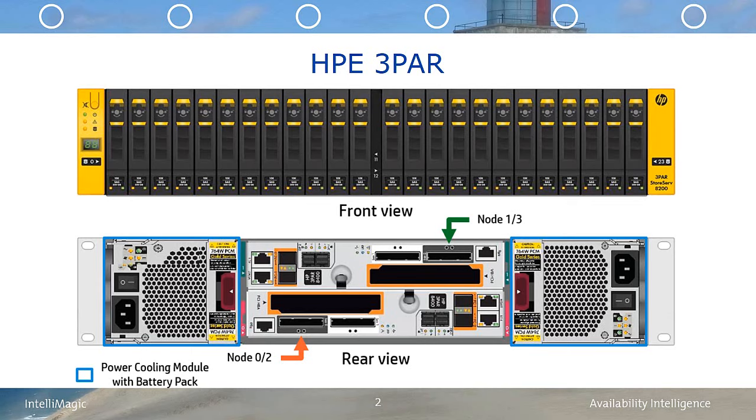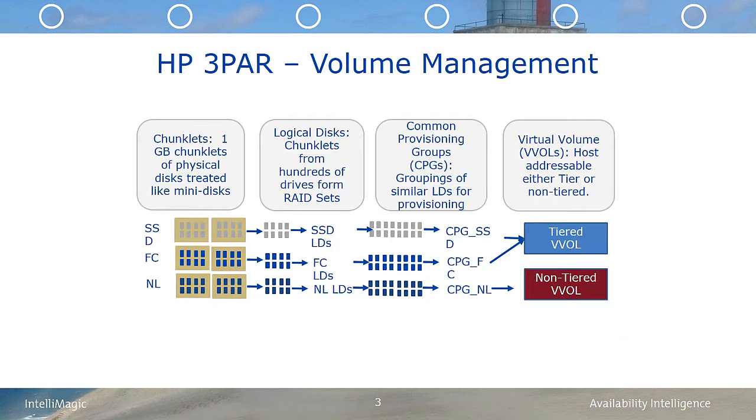In the next few slides, we'll take a look at the volume management and HP 3PAR adaptive optimization. The way that the 3PAR volume management works is that you will have SSDs, fiber channel drives, and nearline drives, and within those you will have chunklets that become like mini physical disks. Those chunklets are grouped together to form logical disks, and those logical disks are either SSD, fiber channel, or nearline. Then the logical disks get grouped together in a CPG for the purpose of provisioning. From the CPGs, the virtual volumes are host addressable, and they are either tiered or non-tiered.